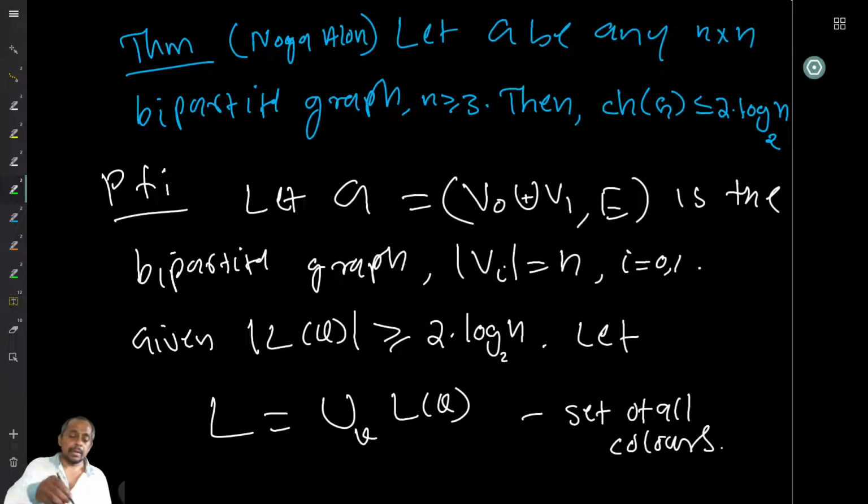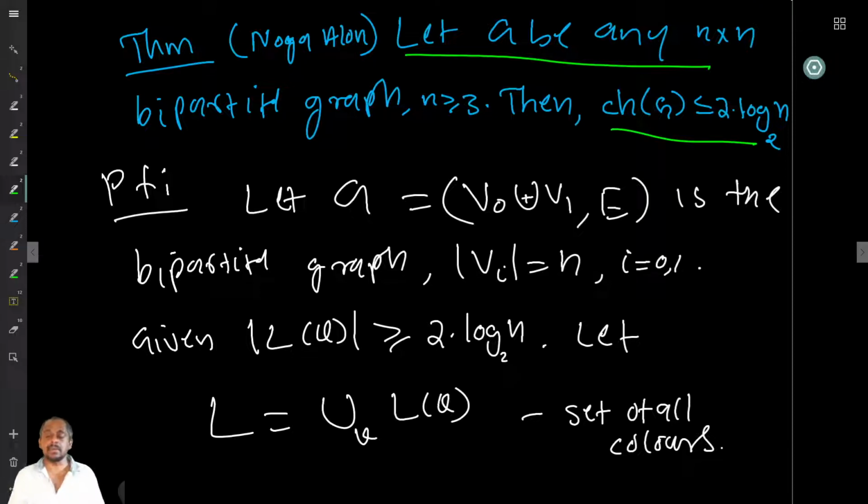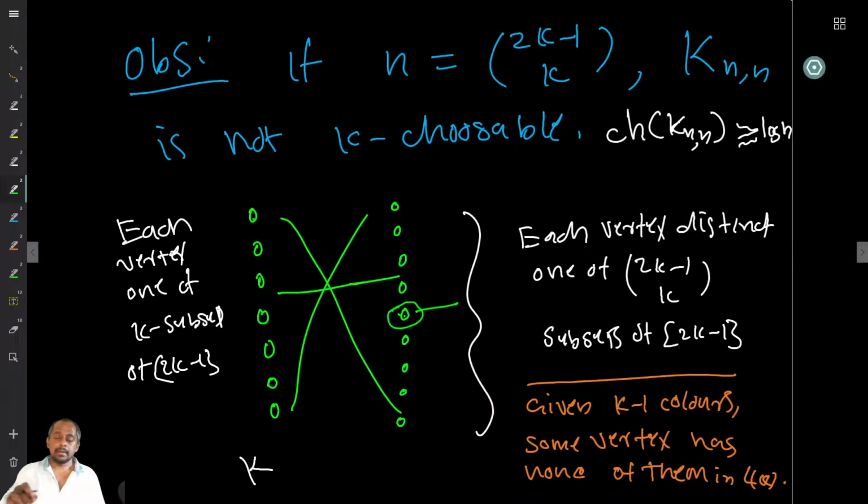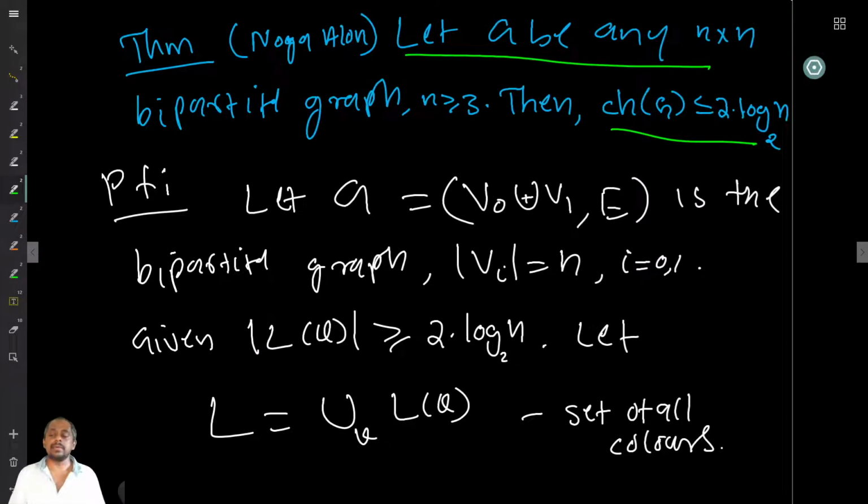But here is a nice result from him. Let G be any n cross n bipartite graph, K_{n,n}. Then the choice number of G is less than or equal to 2 times log n to the base 2. So even though we said that this can be as bad as this, he says that if every list has at least twice log n colors available, then I can always color, no matter what. So how do you do this?